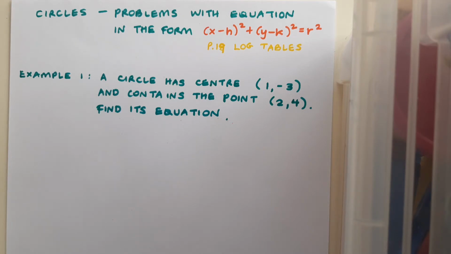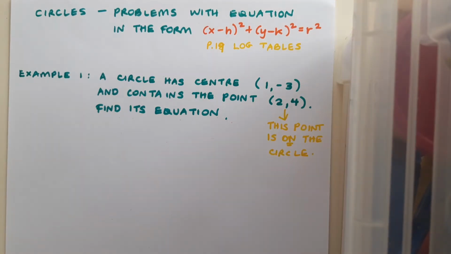Find its equation. Well, just first of all, just to clarify what they mean by contains the point (2, 4), that makes it sound like the point (2, 4) is inside the circle. But actually, when they say the circle contains it, it means that it's on the circumference. So this point is on the circle.